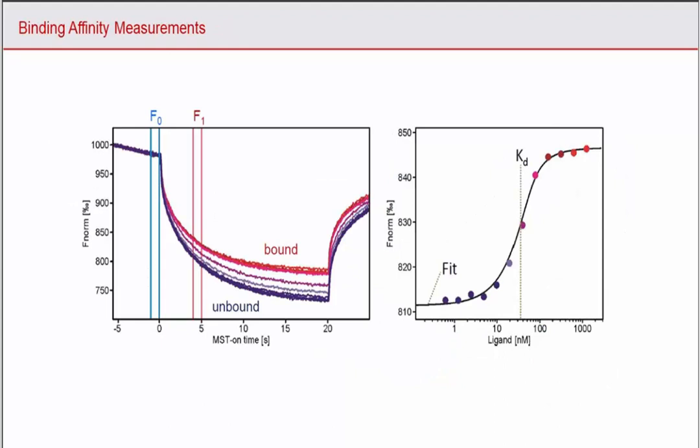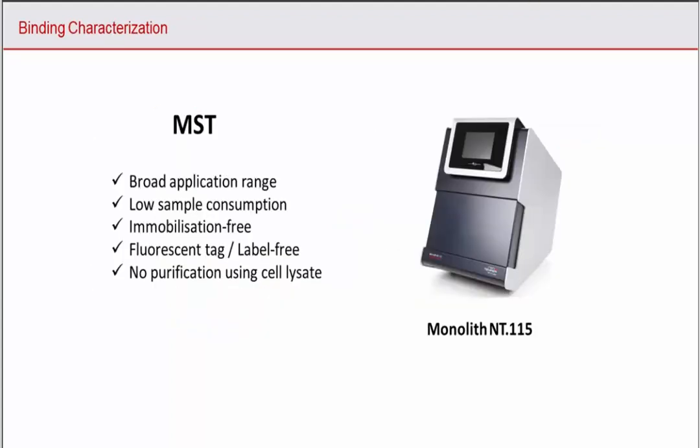This is typically the type of curve we obtain with an MST experiment. We have a proper amount of fluorescence for the bound state and for the unbound state. We can then establish a dose response curve between the ligand concentration and the fluorescence variation and get access to a dissociation constant. So we decided to pick MST as our binding characterization technique for the advantages listed here.